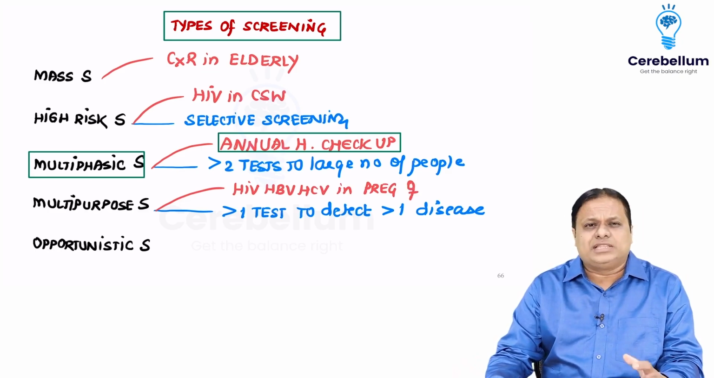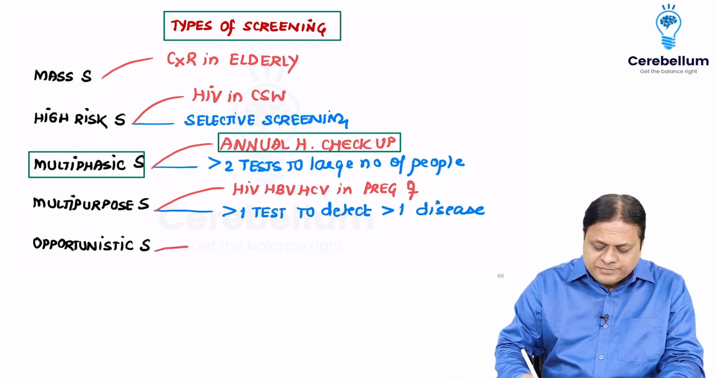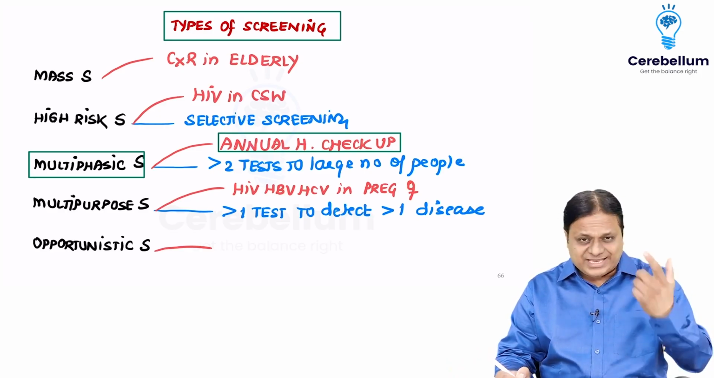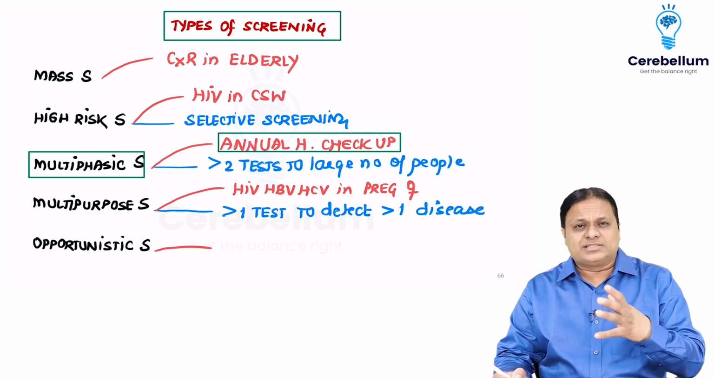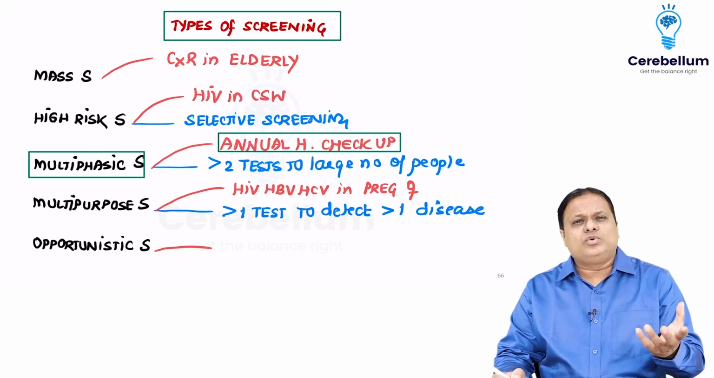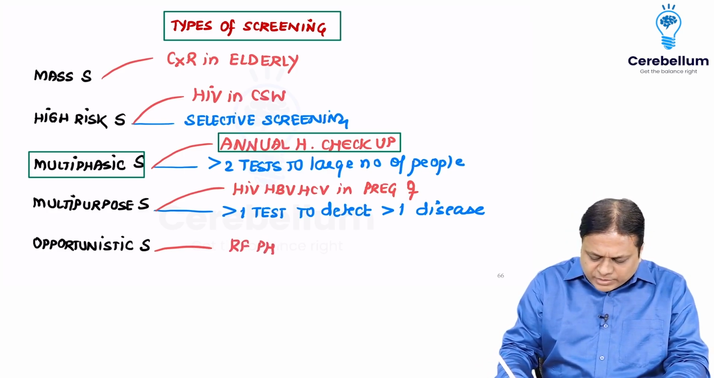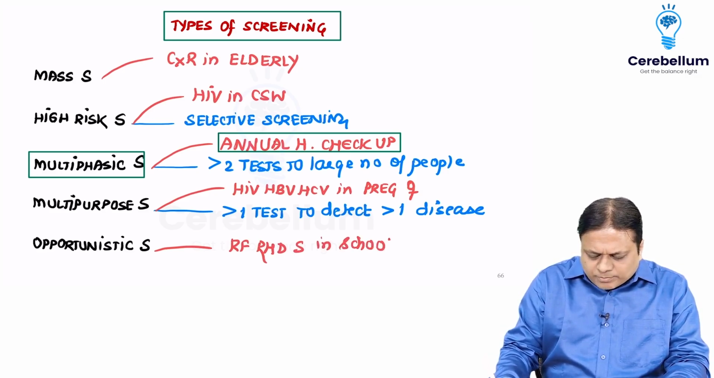Opportunistic screening, otherwise difficult to screen, but when an opportunity arises, like you must remember rheumatic fever is found in which age group? Older PYQ? Yes, it is 5 to 15 years. So if you go house to house, it's difficult to trace them. But if you can do rheumatic heart disease screening in schools, that is an opportunity.